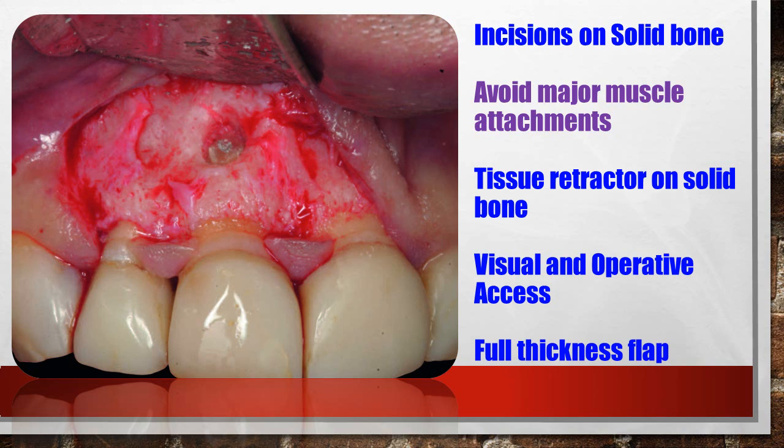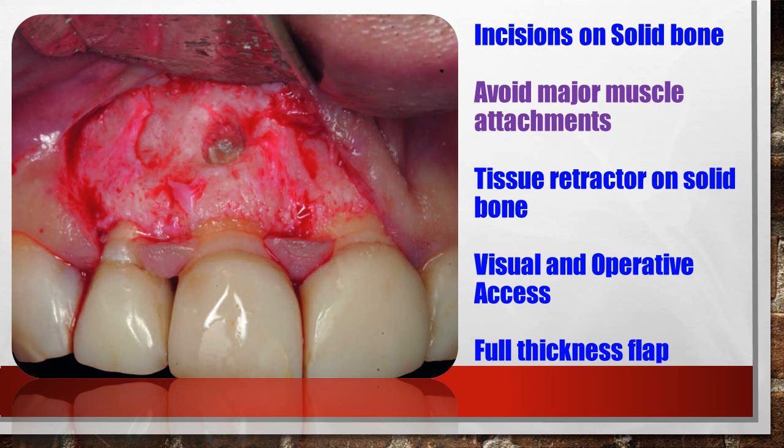Your tissue retractor, when you are using it to retract the soft tissues, has to rest on solid bone. Otherwise, if it is resting only on your soft tissue, it is going to damage your soft tissue. It might lead to necrosis of the soft tissue, because of which your blood supply is going to be hampered. Then of course you have to have good visual and operative access, and you have to give a full thickness flap. If you give a partial thickness flap, you are not going to have sufficient healing.